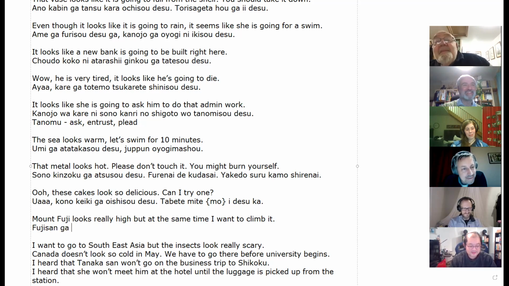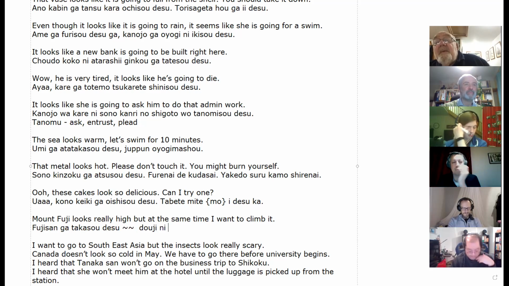Fuji-san takasu desu. Taka what? Takai. Takai and takasu desu. Takaso. So takaso desu. Yeah. Doji ni noboritai. Okay, so we're going to have to put some kind of connector block in here. Doji ni noboritai, and then we have to finish it with noboritai. Yes. Yes, good. Okay, takaso desu, and then we're doing doji ni.